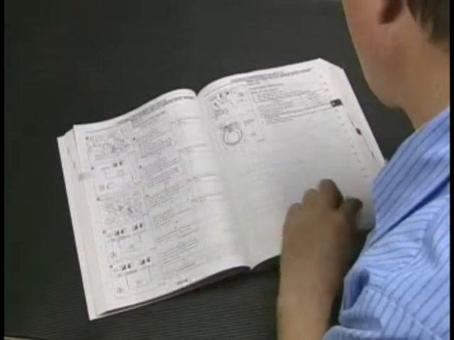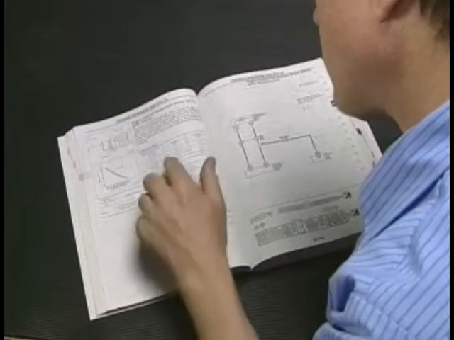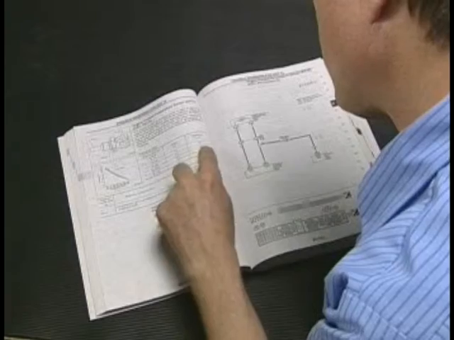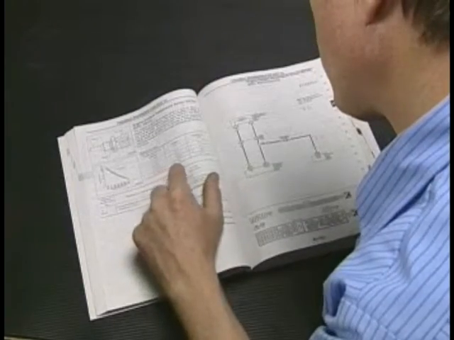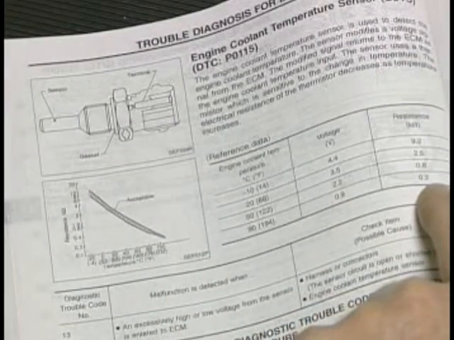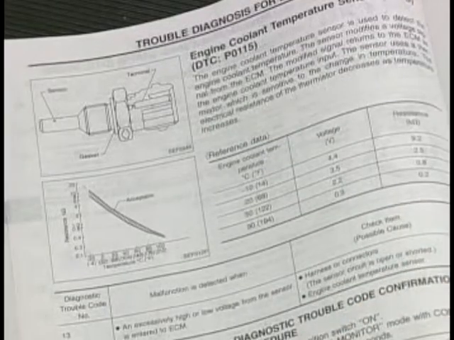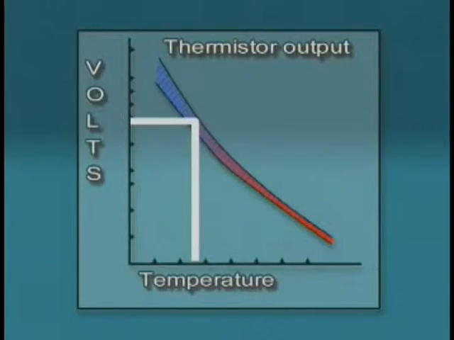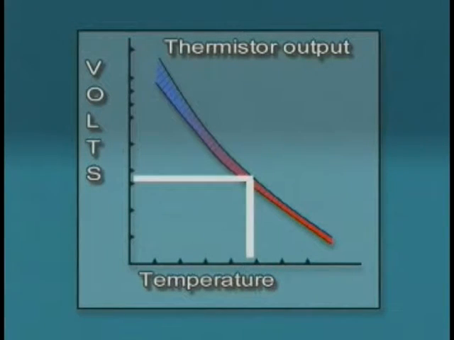The thermistors used on cars are usually negative coefficient thermistors, meaning that the resistance of the thermistor increases as the temperature increases. Sensors that are thermistors receive a 5-volt reference signal from the electronic control module, or ECM. That voltage passes through the thermistor and is returned to the ECM or BCM.